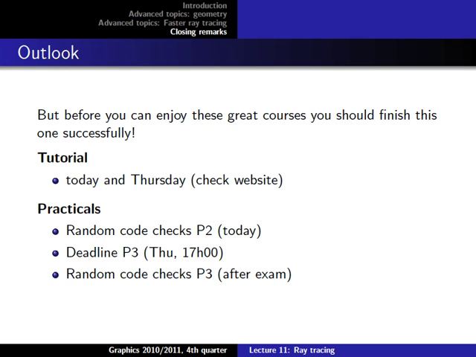The deadline is Thursday at 5 o'clock. So this time there will be no extension because we're kind of under pressure now with the grading, and you saw with the second assignment how long the grading can take.